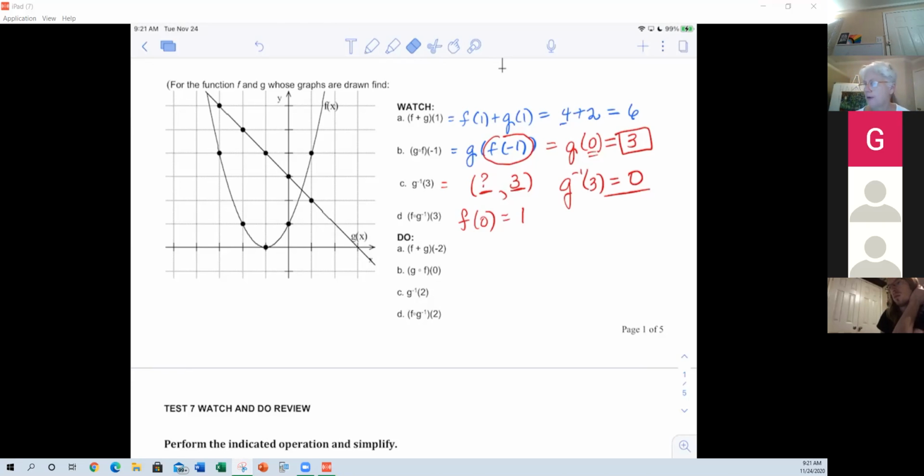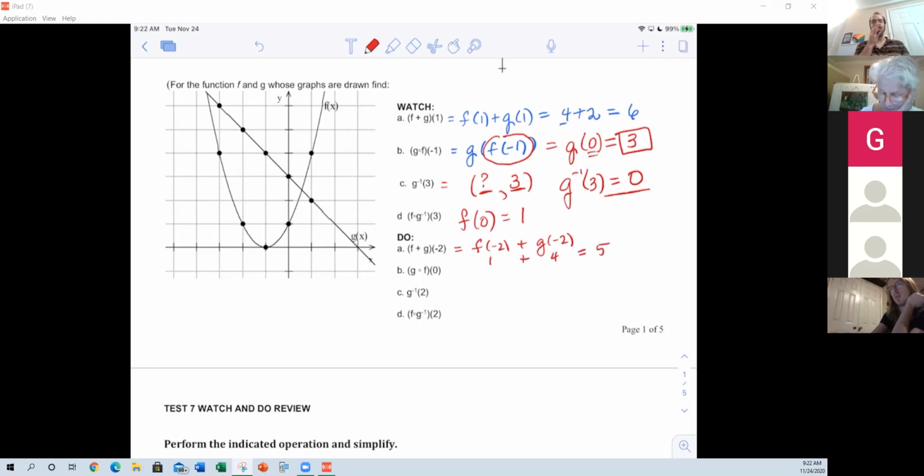Okay, Timothy, will you help me with this one? Sure. What's f plus g of -2? F of -2 is going to be 1 plus g of -2. It's going to be 1, 2, 3, 4. So it's going to be 1 plus 4 equals 5.